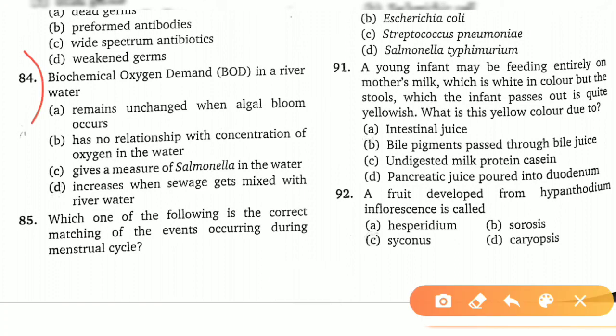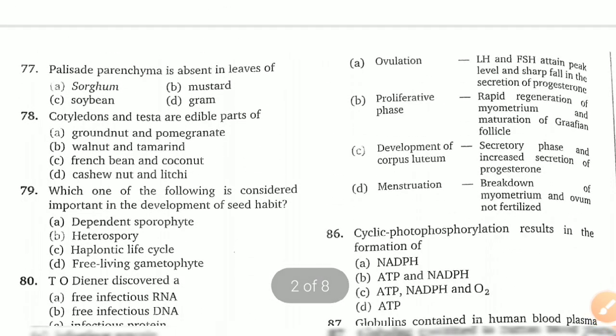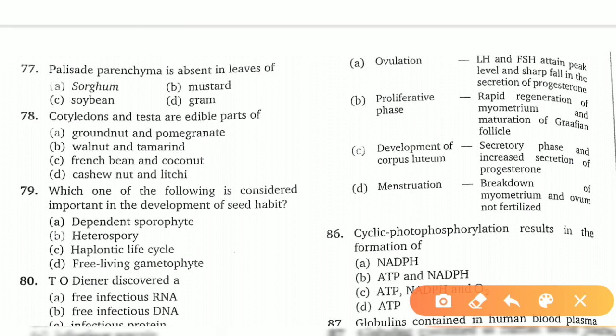Now 84th question. Biological oxygen demand in a river water remains unchanged when algal bloom occurs, has no relationship with concentration of oxygen in the water, gives a measure of salmonella in the water, increases when seaweeds get mixed with the river water. Answer is D. Now 85th question. Which one of the following is the correct matching of the event occurring during the menstrual cycle? Options are ovulation, proliferation, development of corpus luteum and menstruation. The answer is development of corpus luteum, secretory phase and increased secretion of progesterone.